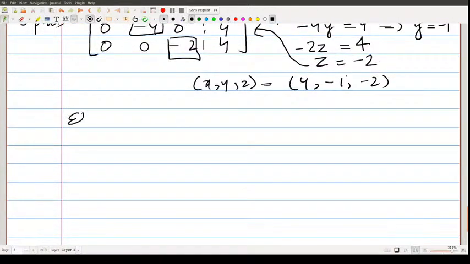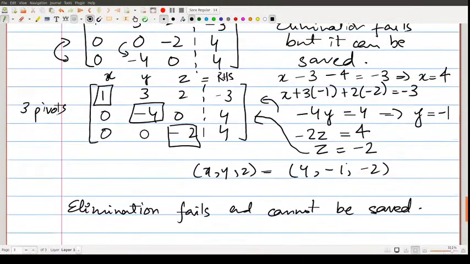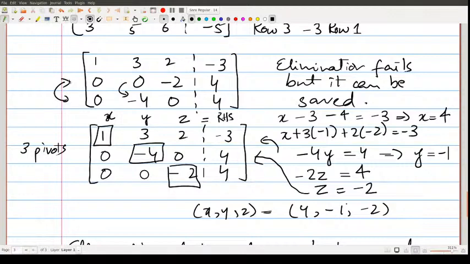Okay. Let's look at a case where elimination completely fails. Elimination fails and cannot be saved. And the way that can happen is to first think about how I was able to save it. I was able to save it because when I got a 0 pivot, I could switch it with a row below it which had a non-zero entry in the same column, right? So in the second row I had an equation which had a non-zero entry which gave me a non-zero pivot. But I can't really do that if this second entry was also equal to 0.